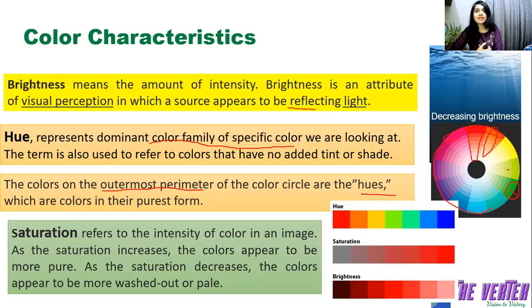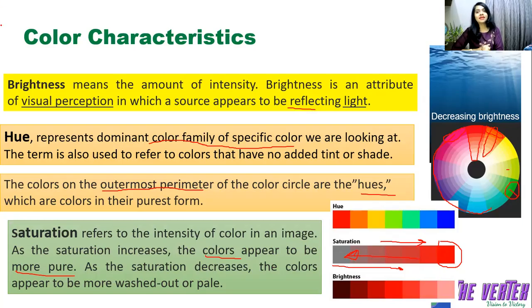Now, next characteristic is saturation. What is saturation? Saturation refers to intensity of color in an image. It means how much is the level of color in that particular image. As saturation increases, you can see here an example, the color appears to be in more pure form. So more is the saturation, you will get that color in the more pure form. This is a pure form of red color. As the saturation decreases, in this direction, you will get pale colors or washed out colors of the same family.